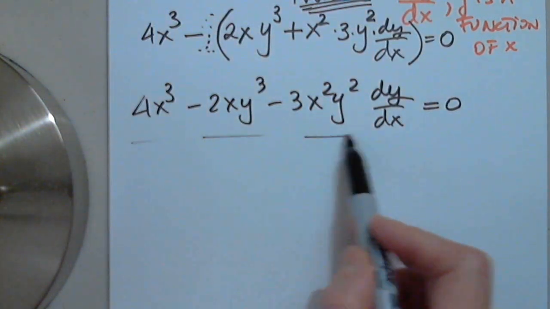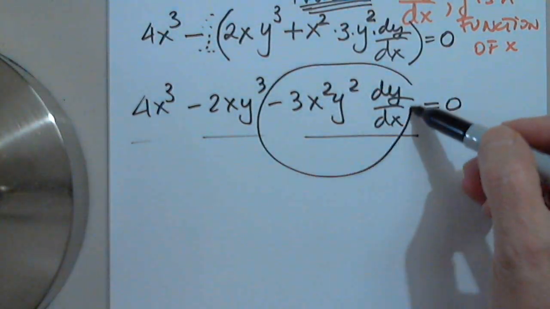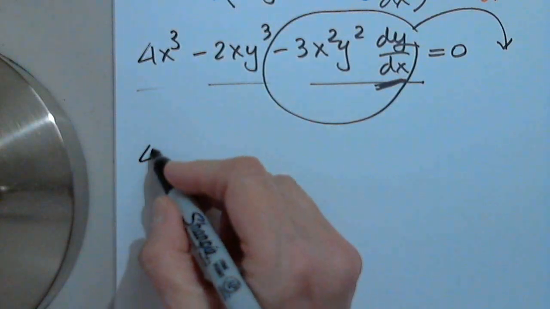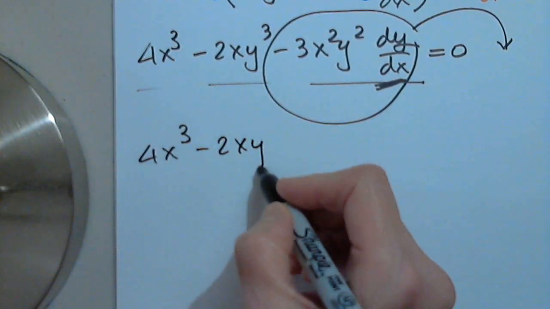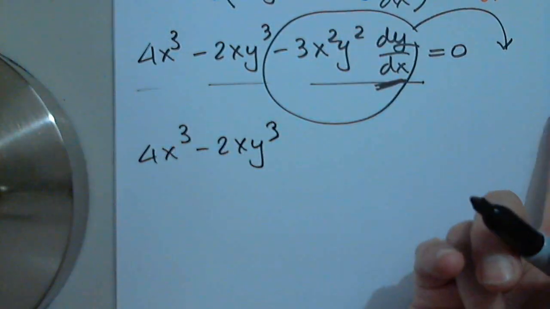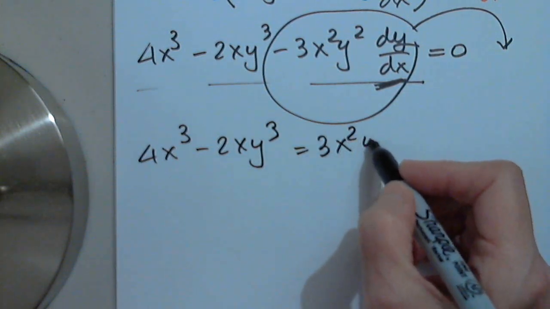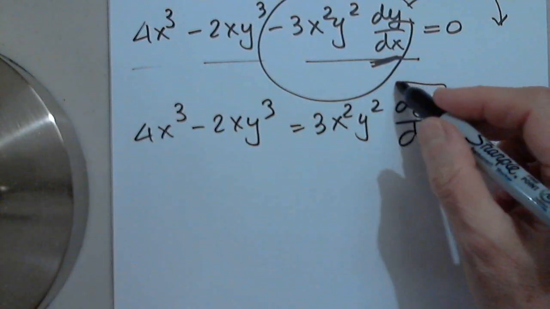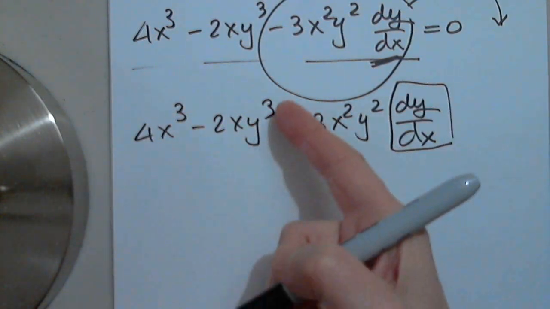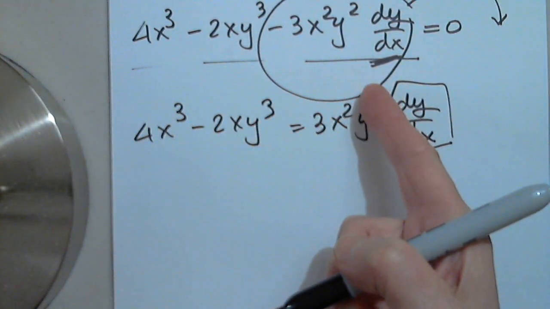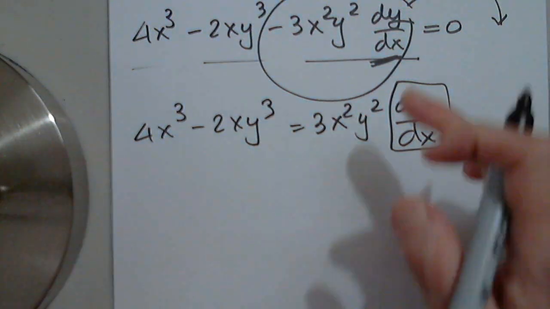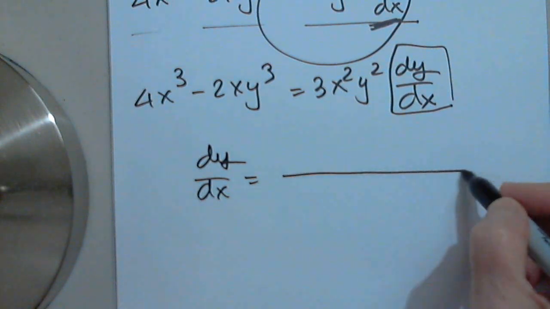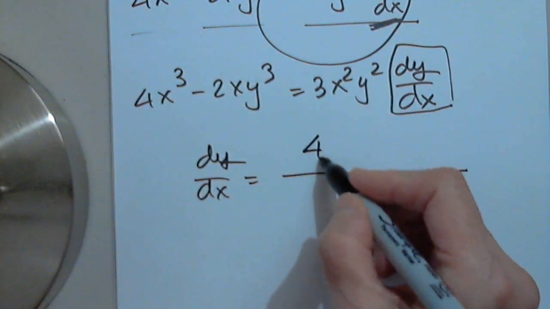See, we have 3 terms. Only this term contains the variable. So I'm going to move it to the other side. So I have 4x cubed minus 2xy cubed. It was negative. When I move it to the other side, it becomes positive. And now I'm solving for this, dividing this quantity by this quantity. This is all algebra from this point on, actually. So this is dy over dx equals this over this.